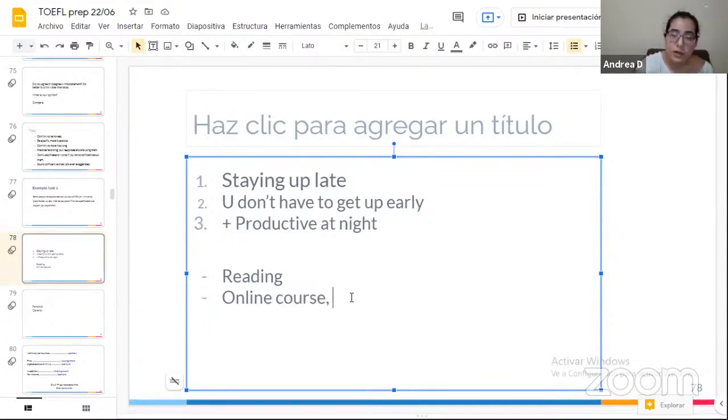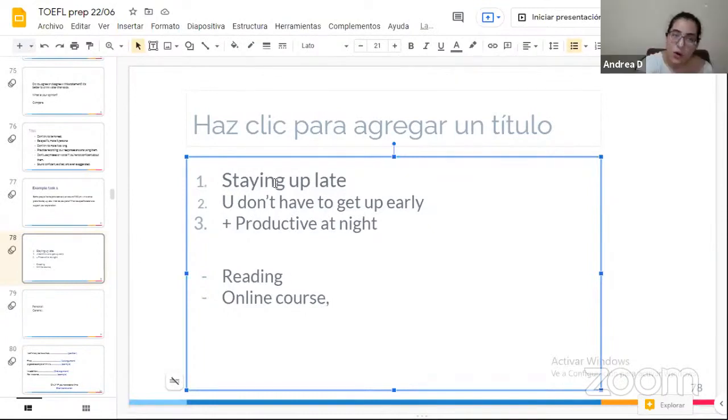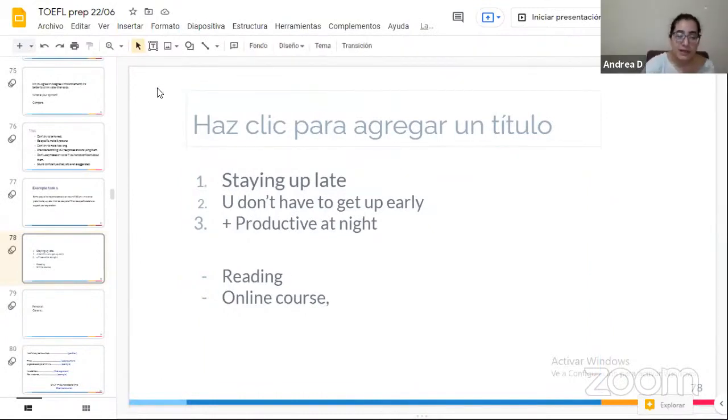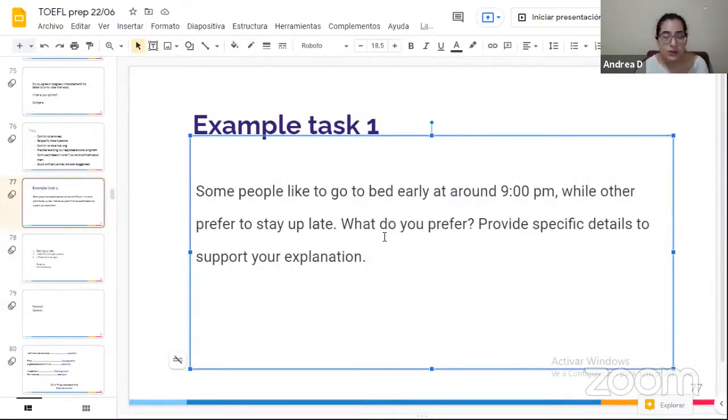All right. Okay, that's good. But is this an example for being more productive at night? I would go on staying up late, not because I have to stay up late. Okay, it makes sense. That's okay. You can for sure say that. But usually what's better is that you tell me why one option is better than the other. Not because you have to, but because it's better, because you prefer to, right? Not because you have to.